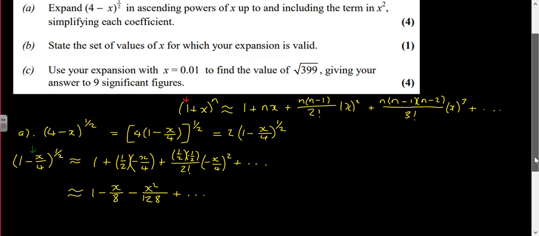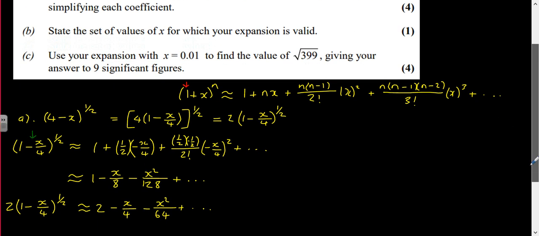So this is our expansion for 1 minus x over 4 to the power of a half. Now, we need to remember that actually we were multiplying that by 2, because that's how this 4 disappeared. We need to multiply by 2 at the end. So our expansion becomes 2 minus x over 4 minus x squared over 64 plus dot, dot, dot. Okay, so we've just multiplied everything by 2.